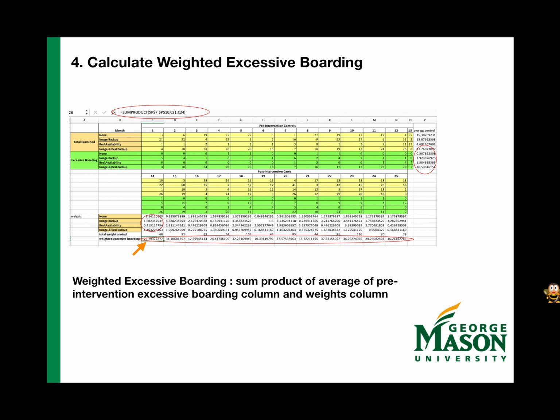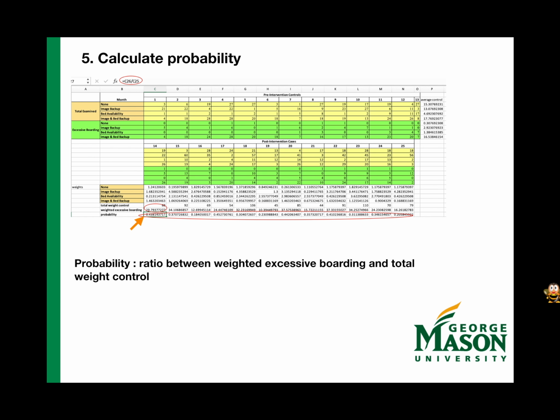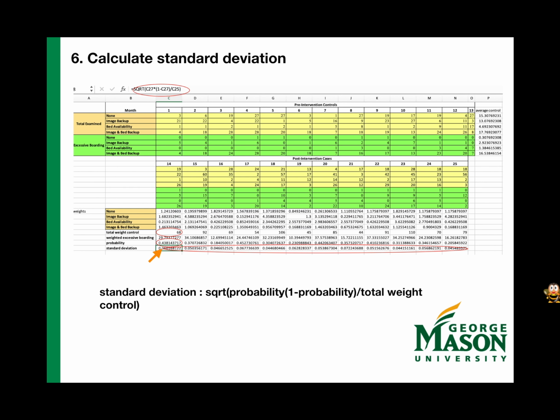Step 4, in order to have a better view, we expand the size of each cell in the Excel file. We need to calculate the weighted excessive boarding times. It is the sum product of the average of pre-intervention excessive boarding column and the weights column. And step 5 is to calculate the probability, which is simply the ratio between the weighted excessive boarding and the total weight control.